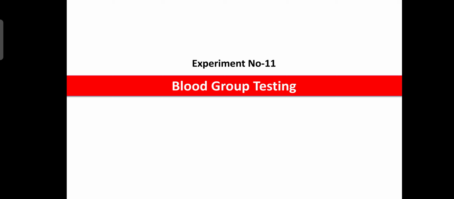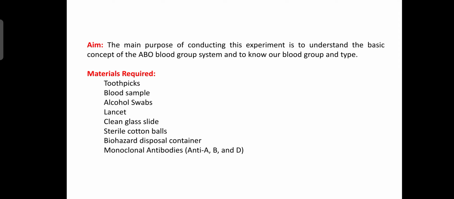So dear students, today we learn about blood group testing. The aim of the practical, the main purpose of conducting this experiment, is to understand the basic concept of the ABO blood group system and to know our blood group and type.